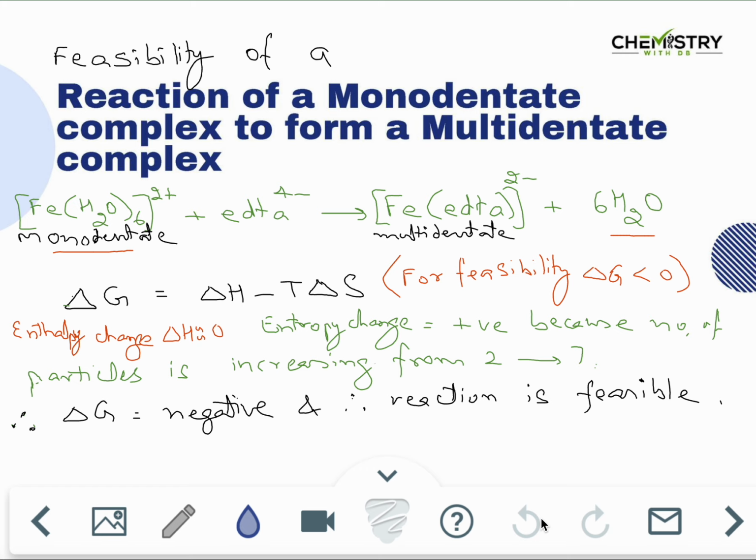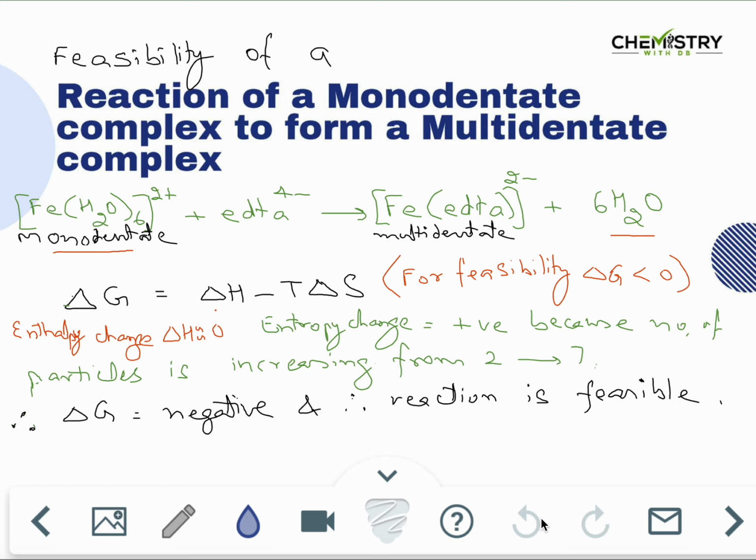Now delta G is equal to delta H minus T delta S, and for feasibility we know that delta G should be less than 0 or negative. In this reaction, enthalpy change delta H is going to be approximately 0, because delta H is what? Delta H is bond breaking minus bond forming: energy needed for bonds breaking and energy released on bond formation. It's the difference of these two which is the enthalpy change.